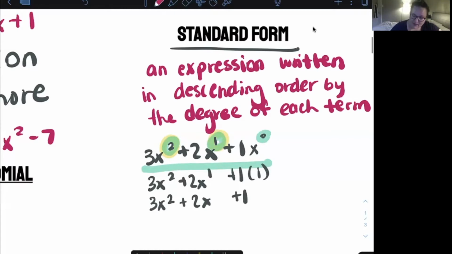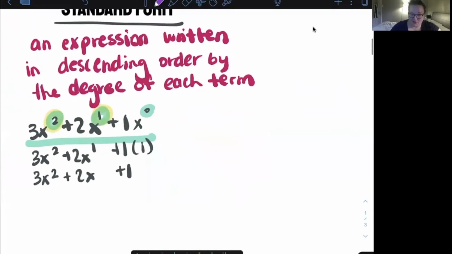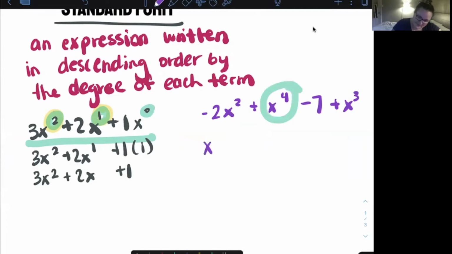So for example, if we had an expression that looked like negative 2x squared plus x to the 4th minus 7 plus x cubed, to put this into standard form, I would need to list the x to the 4th first. Then I would list the x cubed term, then the x squared term, and then the constant. So when I put an expression or a polynomial in standard form, I always want to list those higher degrees first, or those higher exponents, and then list them in descending order.